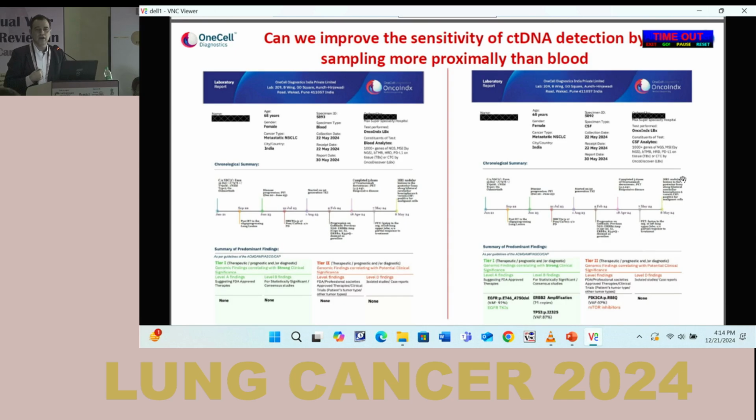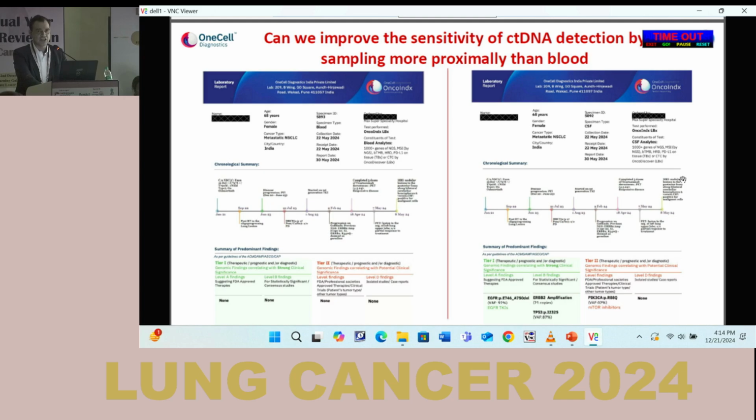It was a non-small cell lung cancer patient known to be EGFR positive, and in the blood, I think it was negative, but when you look in the CSF, we found an exon 19 deletion with a VAF of 92%, HER2 amplification of 21 copies, and TP53 VAF of 87%. So this is where it becomes important.